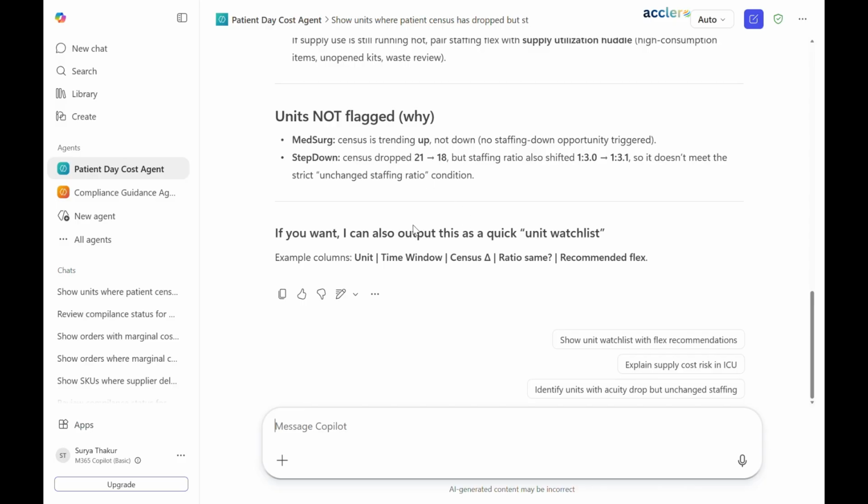So let us go for the next use case, that is supply use case escalation. Let us give the prompt: Identify units where supply usage exceeds expected levels for current activity.